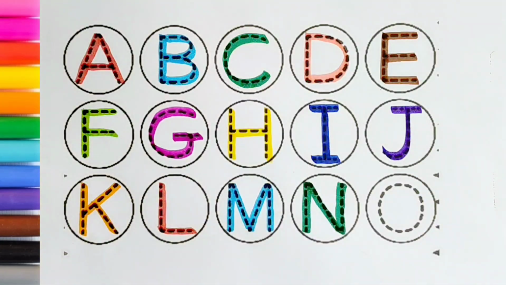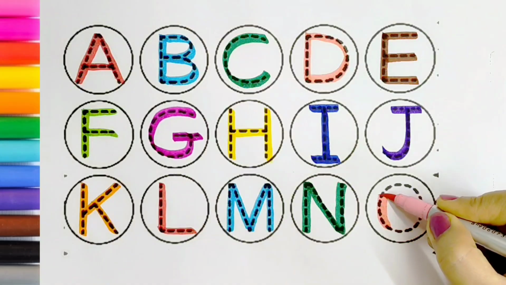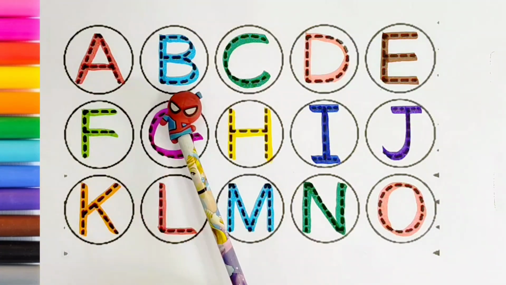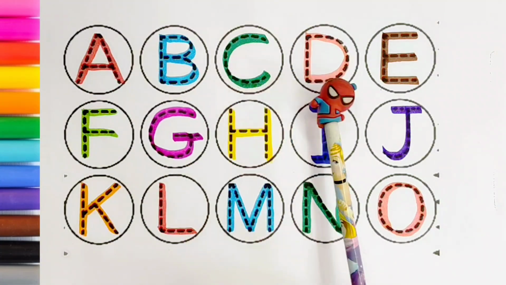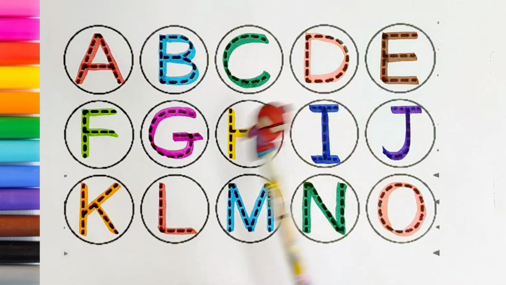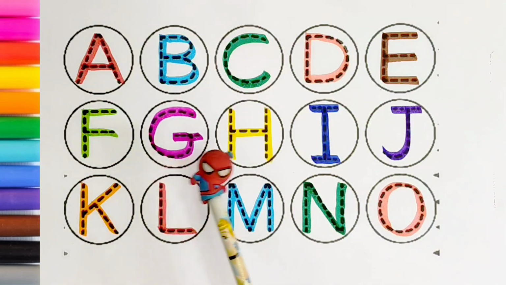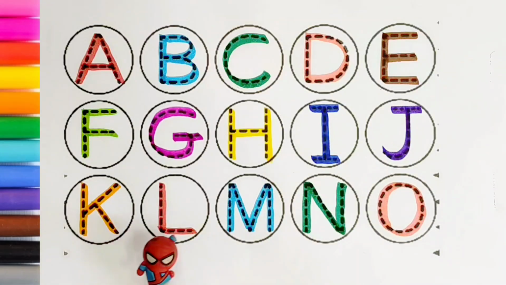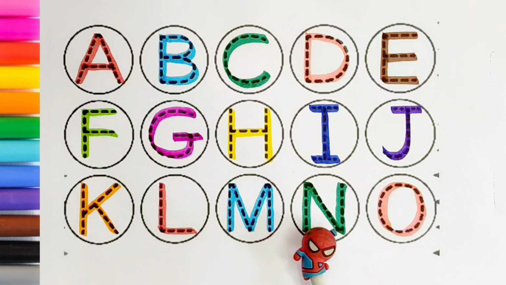Peach pink color. O. O for onion. A, B, C, D, E, F, G, H, I, J, K, L, M, N, O.